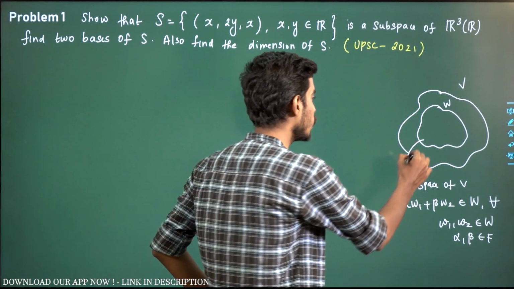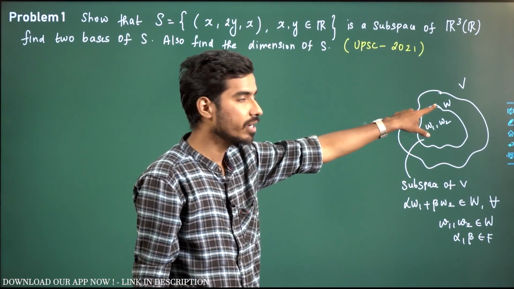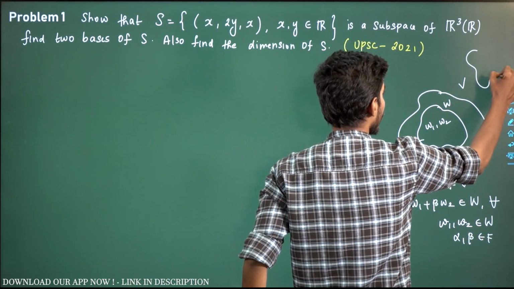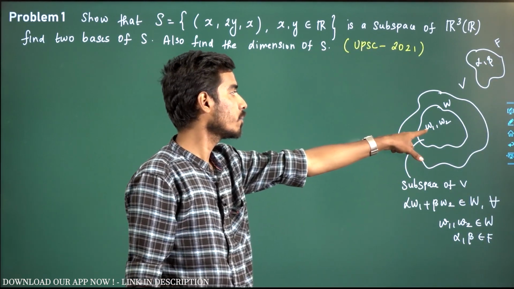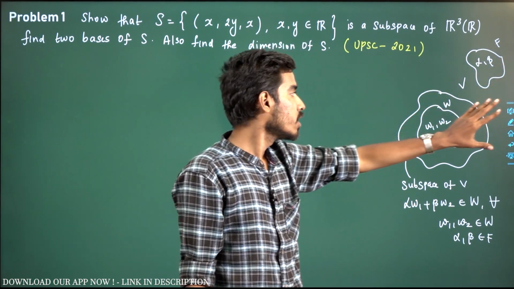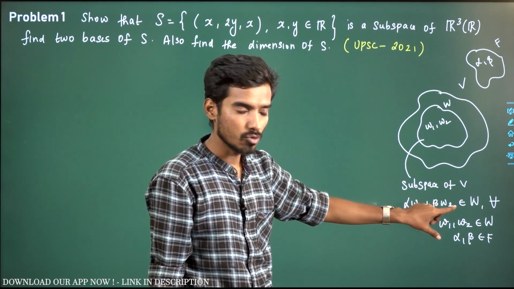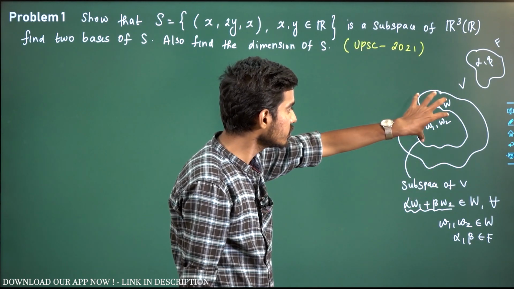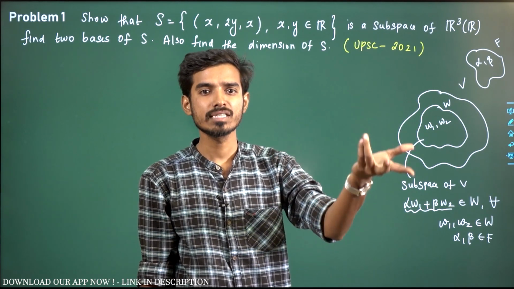So you take two elements W1 and W2 in the set W, and you take alpha and beta from the field. So we have our V and we have our F, where F is a field. You take two elements in the field, and you take W1, W2 from the set W. If this combination alpha times W1 plus beta times W2 is also in W, then we say this W is a subspace. This is the necessary and sufficient condition for a subset to be a subspace.